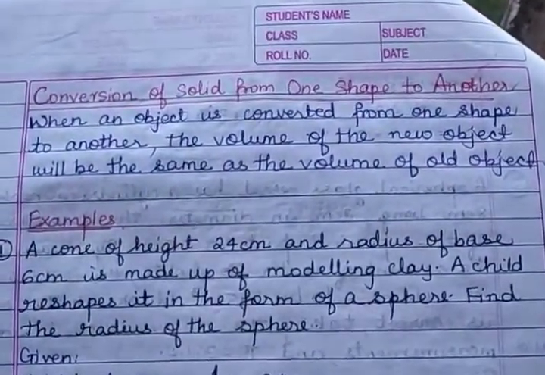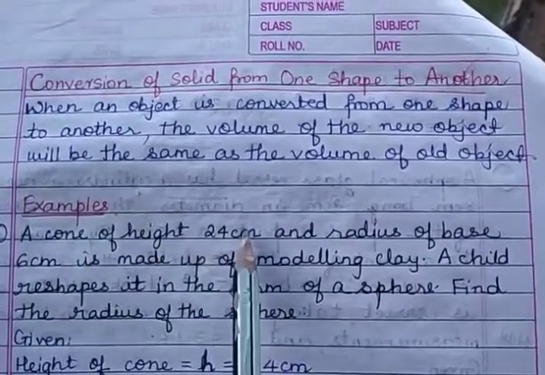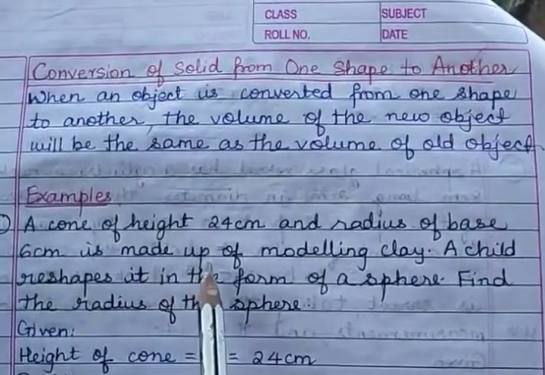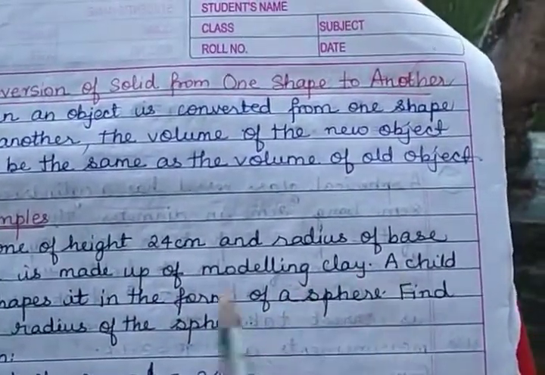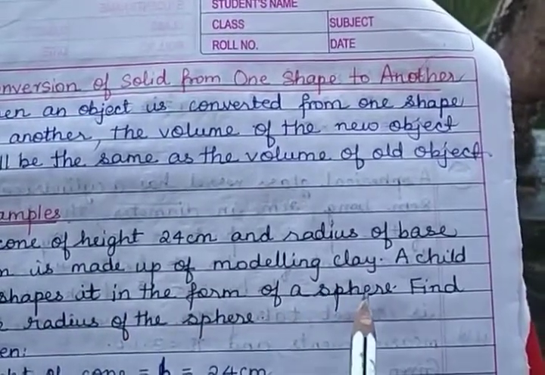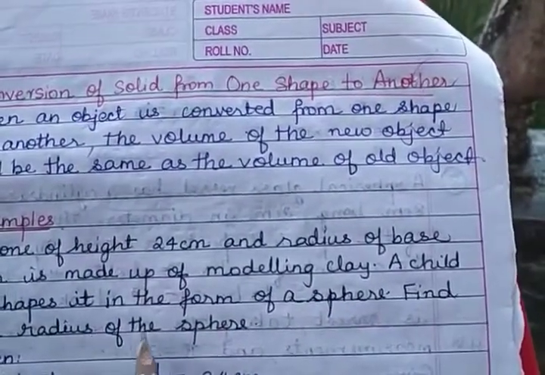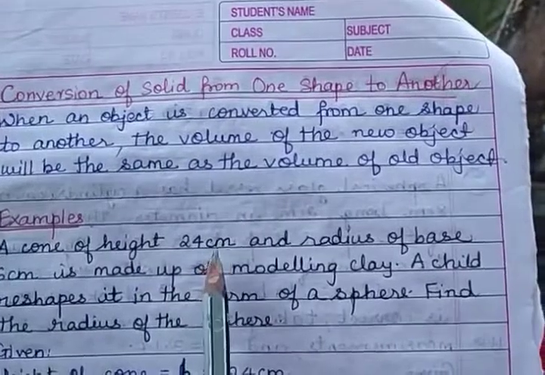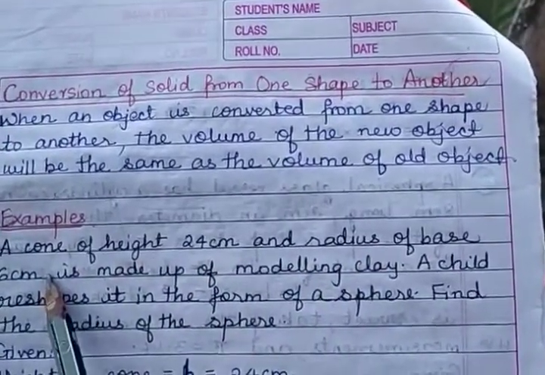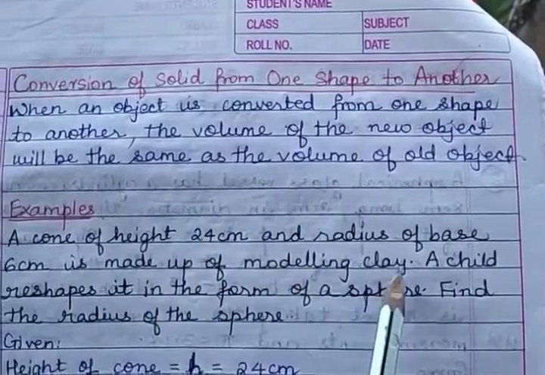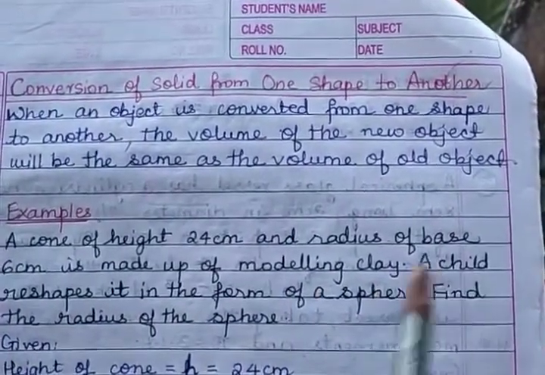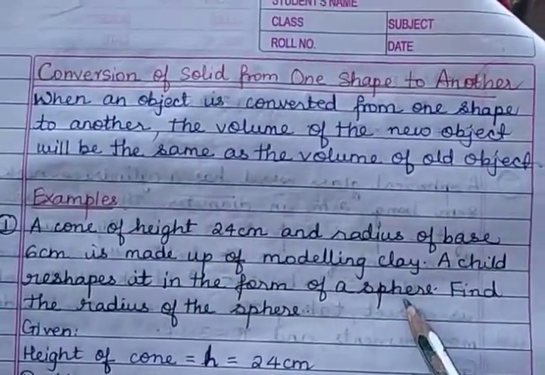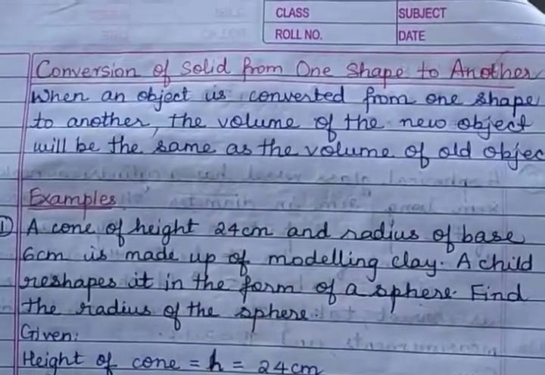The first example is a cone of height 24 centimeters and radius of base 6 centimeters, made up of modeling clay. A child reshapes it in the form of a sphere. Find the radius of the sphere. So it says that there is a cone of height 24 centimeters and radius 6 centimeters, made up of modeling clay. Now a child reshapes it in the form of a sphere. So this cone is reshaped to a sphere, and now you have to find the radius of the sphere.